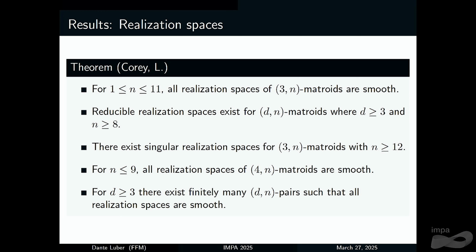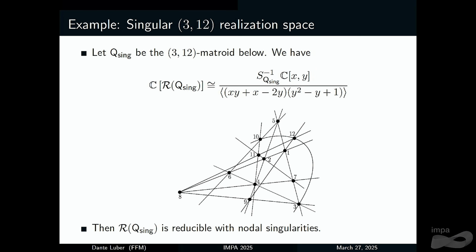So that's really it for now besides this example. We have a (3,12) matroid corresponding to this line configuration. And the corresponding ideal is generated by that single generator that factors into 2 elements. And then you can even factor that thing again to show that the realization space corresponding to this matroid is like 2 lines with a curve, and we have nodal singularities where all those components intersect.